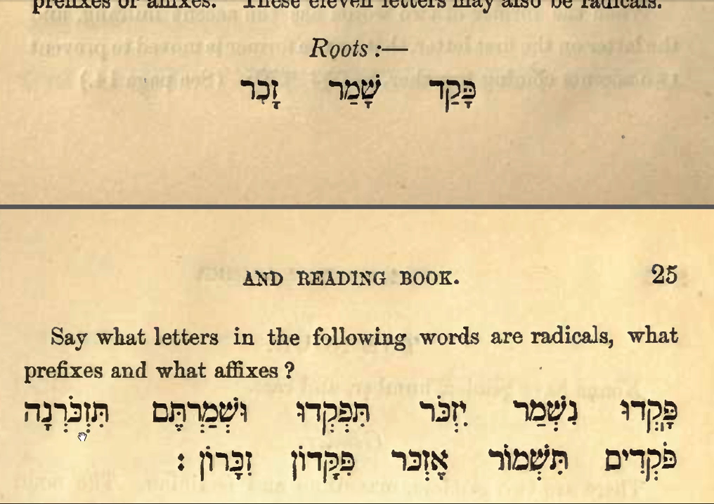Tizkorna. The root here, zahar. Here we have a prefix, and here we have na at the end, an affix. And the root here in the middle, zahar.